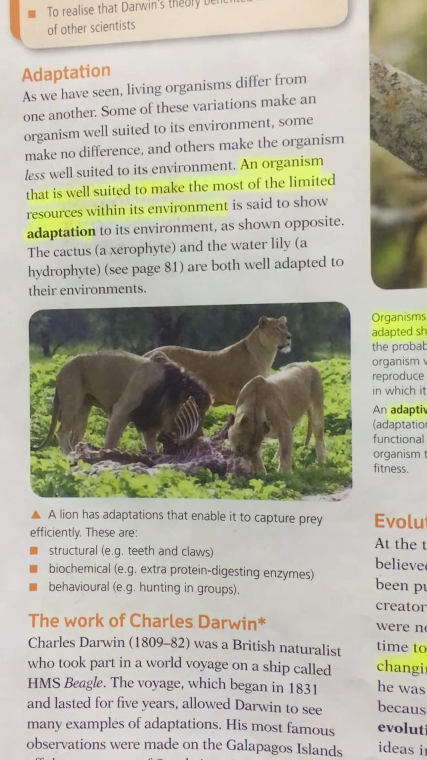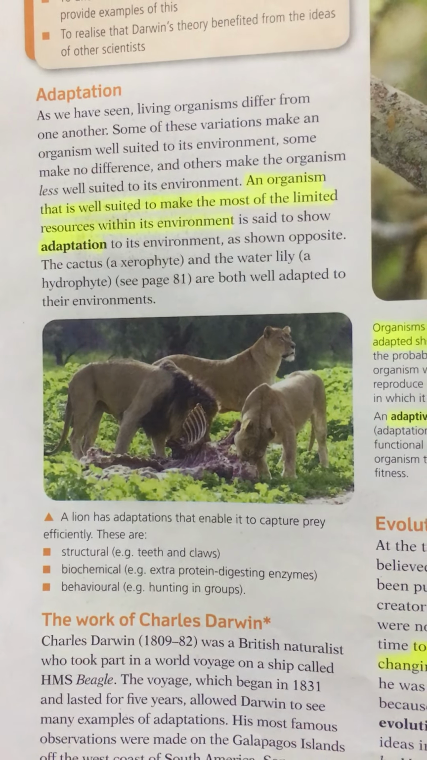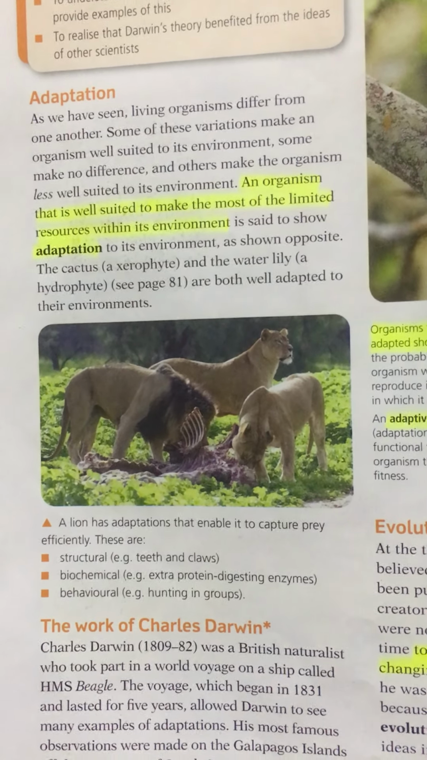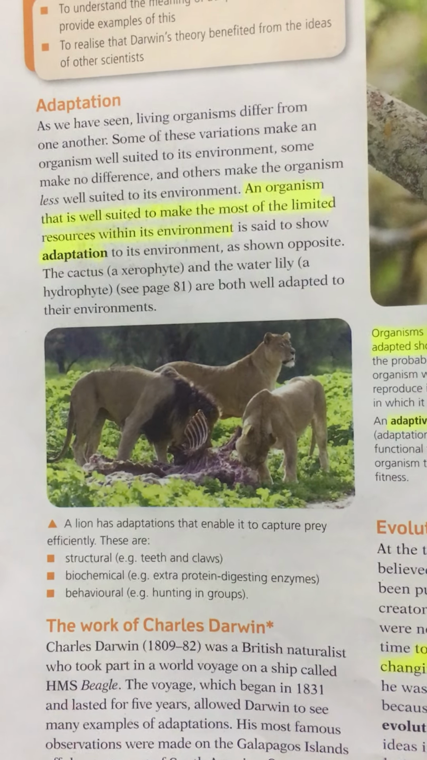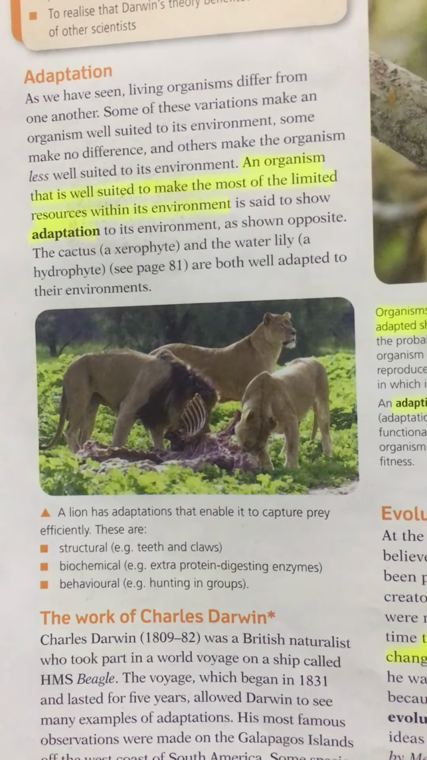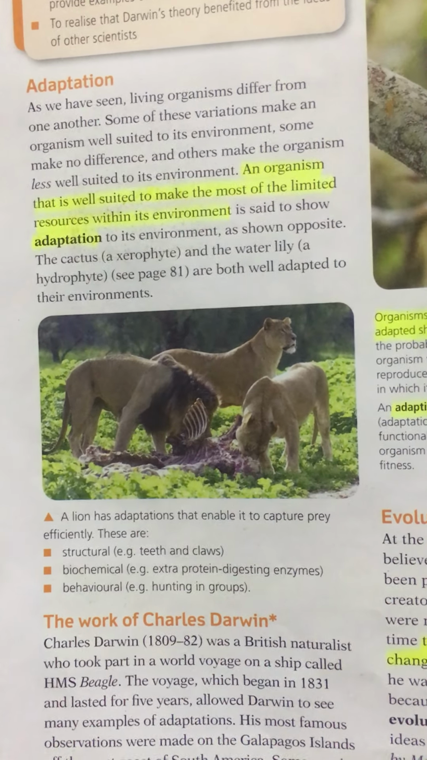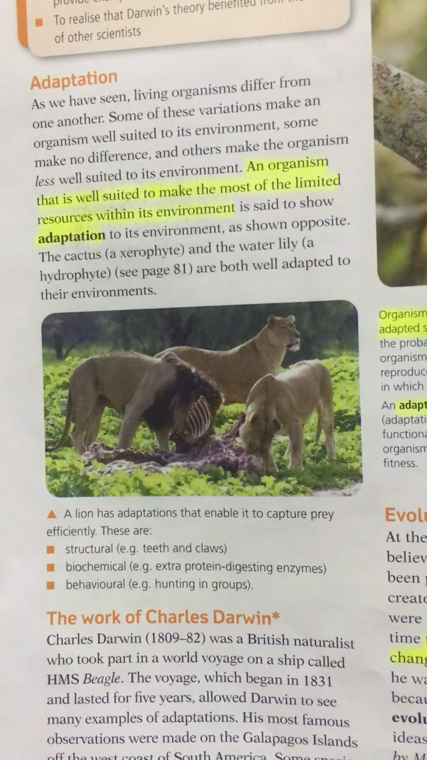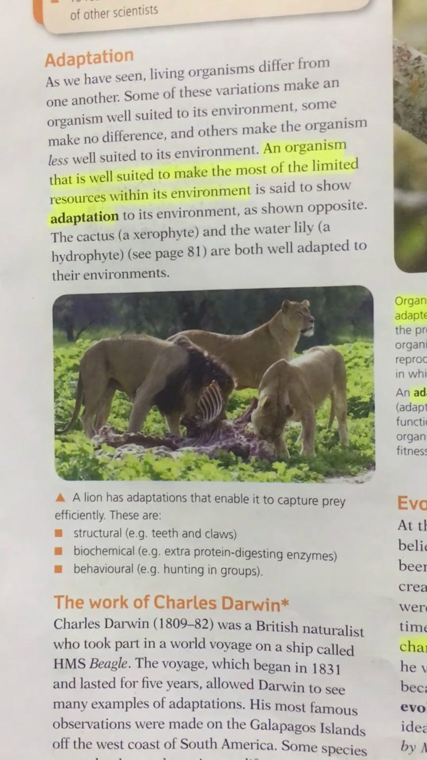And the second adaptation is biochemical. They have inside their body extra protein digesting enzymes. You know that protein digesting enzyme is used to digest the meat. So they have extra digesting enzymes. What about behavioral? Actually, behavioral, they hunt in groups. So when they want to hunt any prey, they hunt in groups. Okay, so this is the third example of adaptation.